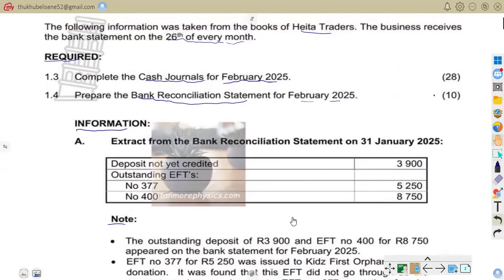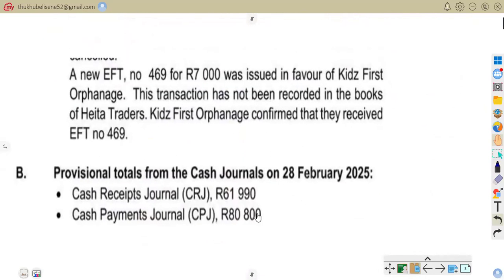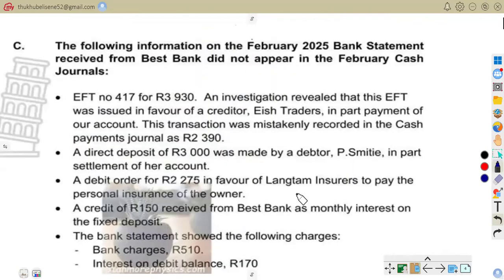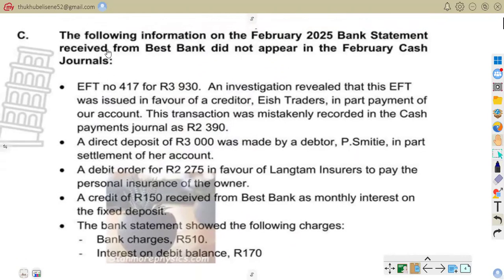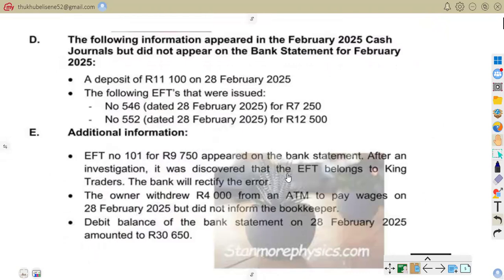Now we move on to other information. This falls under the note as well. On information B, we have professional totals from cash journals on the 28th February. These are the opening balances of our journals. On information C, it says the following information on the February 2025 bank statement was received from Best and did not appear in the February cash journals. This is the information that you will see when you do this.